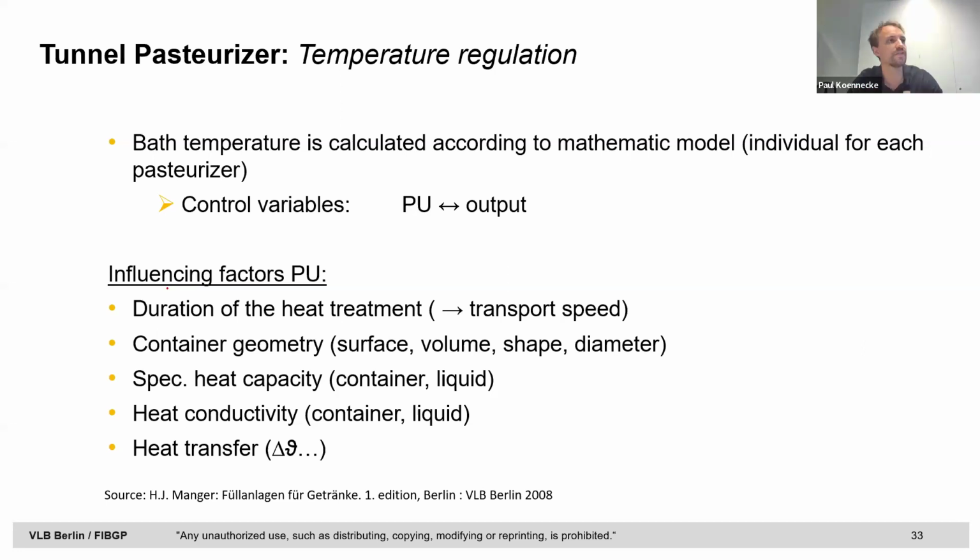Let's look at a few influencing factors on the pasteurization units. Of course, we have the duration of the heat treatment, which is the transport speed, but the container geometry is influencing this a lot, as you can probably imagine. If you have a bottle which is way thinner, the volume in there has more surface compared to a bottle which is thicker, where the volume has less surface where the water can be applied. So thicker bottles, where the surface is less for the same volume, of course have to go a little bit slower through the tunnel pasteurizer than bottles which are thinner and have a higher surface to volume ratio.